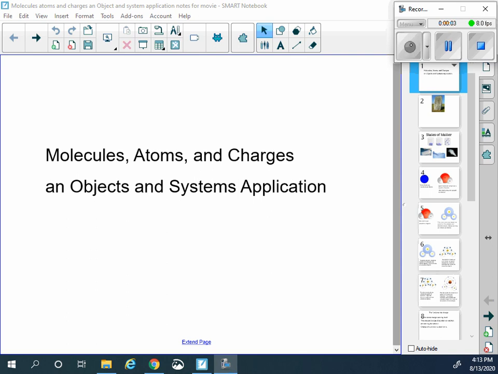In this video, we're going to be looking at the concept of objects and systems and applying them to molecules, atoms, and charges. This is a very important topic that we're going to be working with because when dealing with the atomic level, we don't see anything that takes place, and it's very easy to be confused on what's actually taking place inside, especially when dealing with electricity.